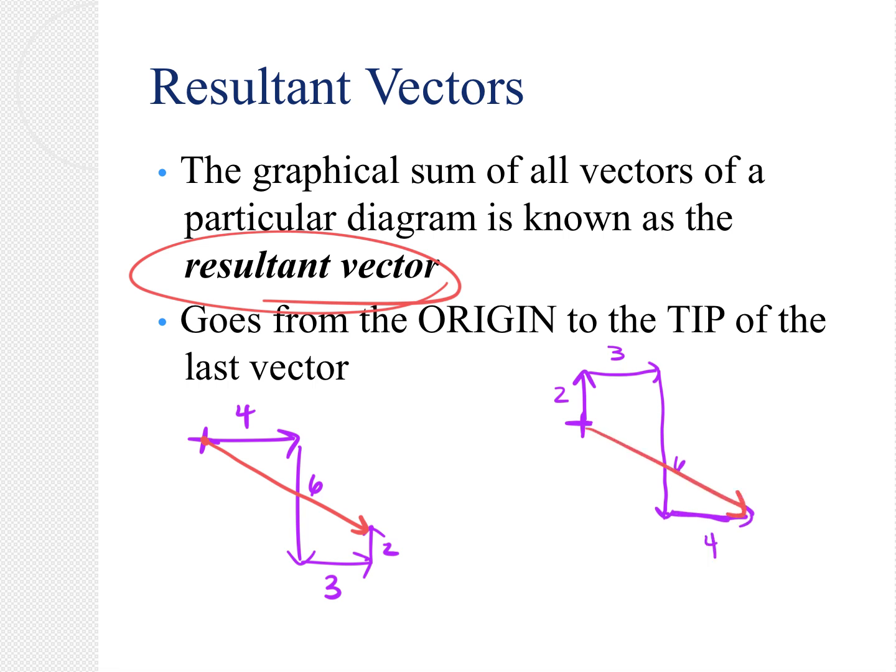Does it look very similar? They should look identical, right? Because it's giving me the same final location. So the order in which we add our vectors makes no difference. It will always put us in the same final location.